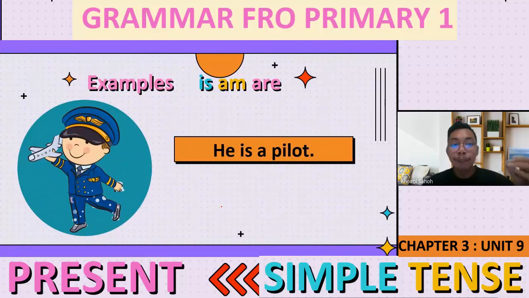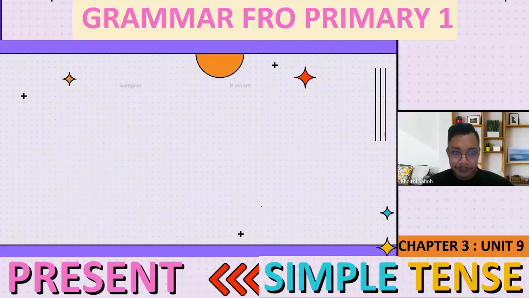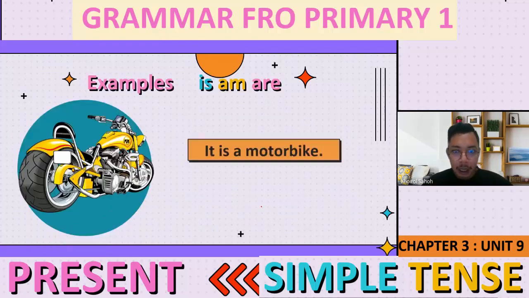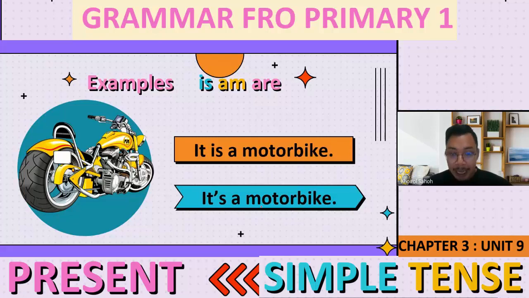Next, he is a pilot becomes he's a pilot. He is becomes he's. All right, next. It is a motorbike becomes it's a motorbike. It is becomes it's.